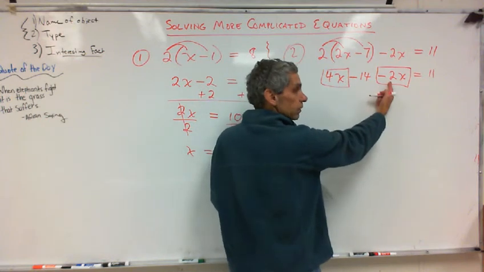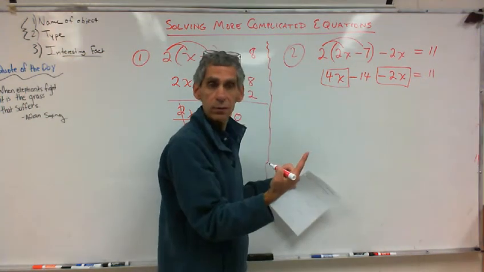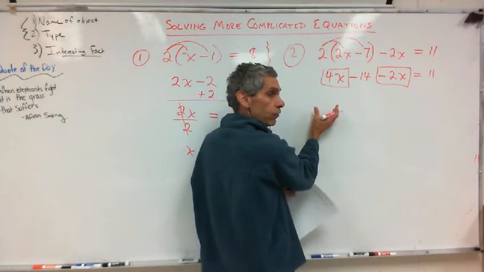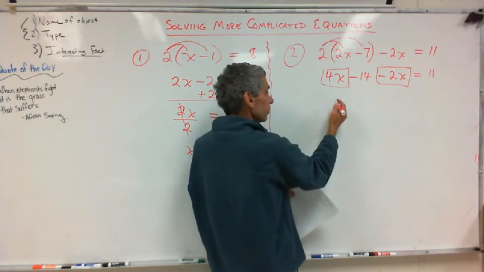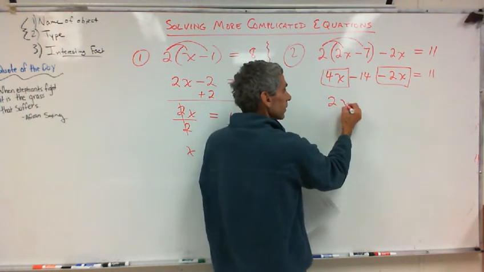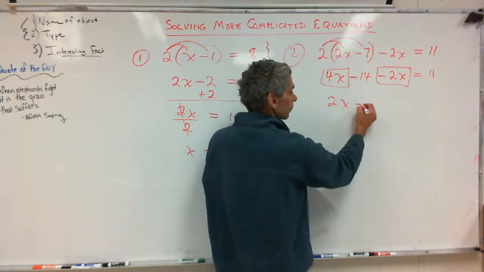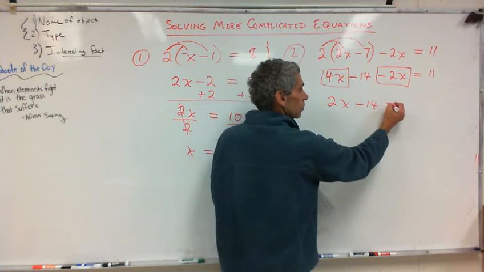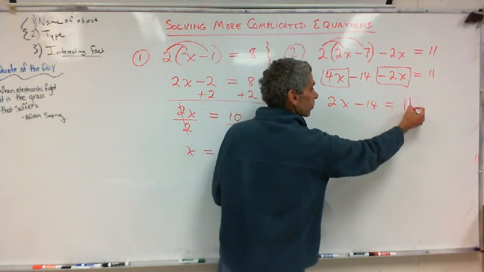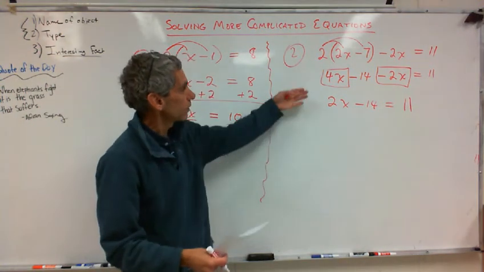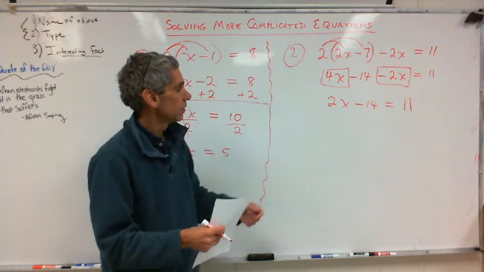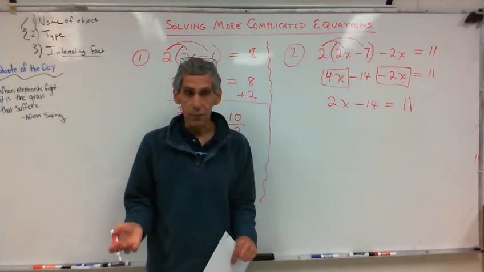4x minus 2x is what? 2x, right? I have 4 of them. I'm taking 2 of them away. I only have 2 left. So I have 2x, and then I still have to write my minus 14 equals 11. Would you agree with me? I incorporated everything, that this is the same thing as this, really? Yeah. All right. Now we have a 2-step problem, right?